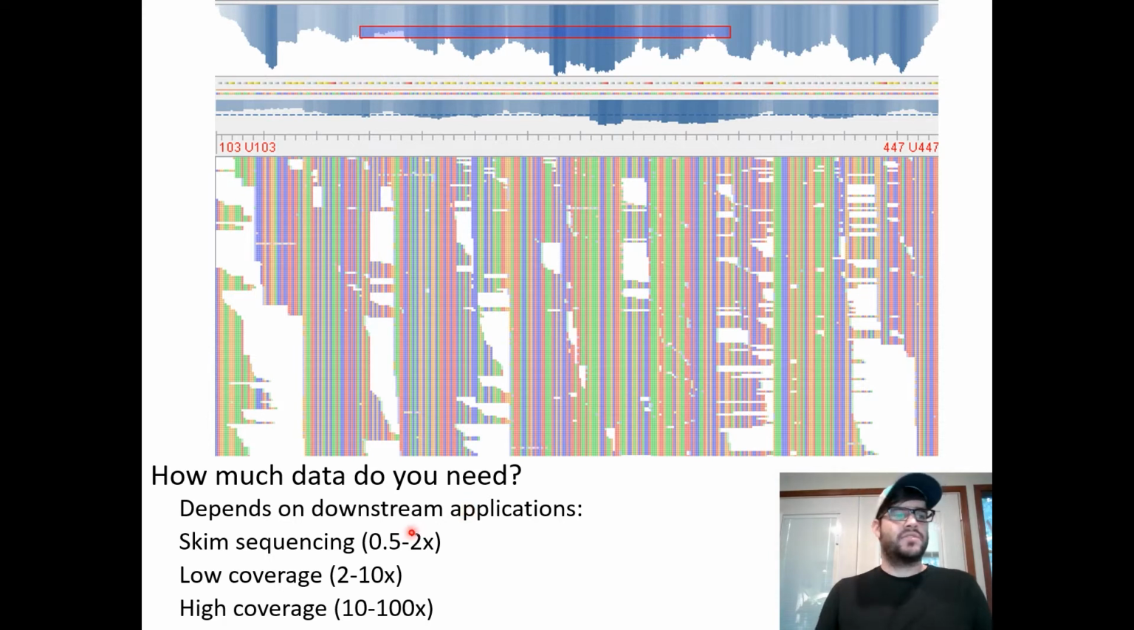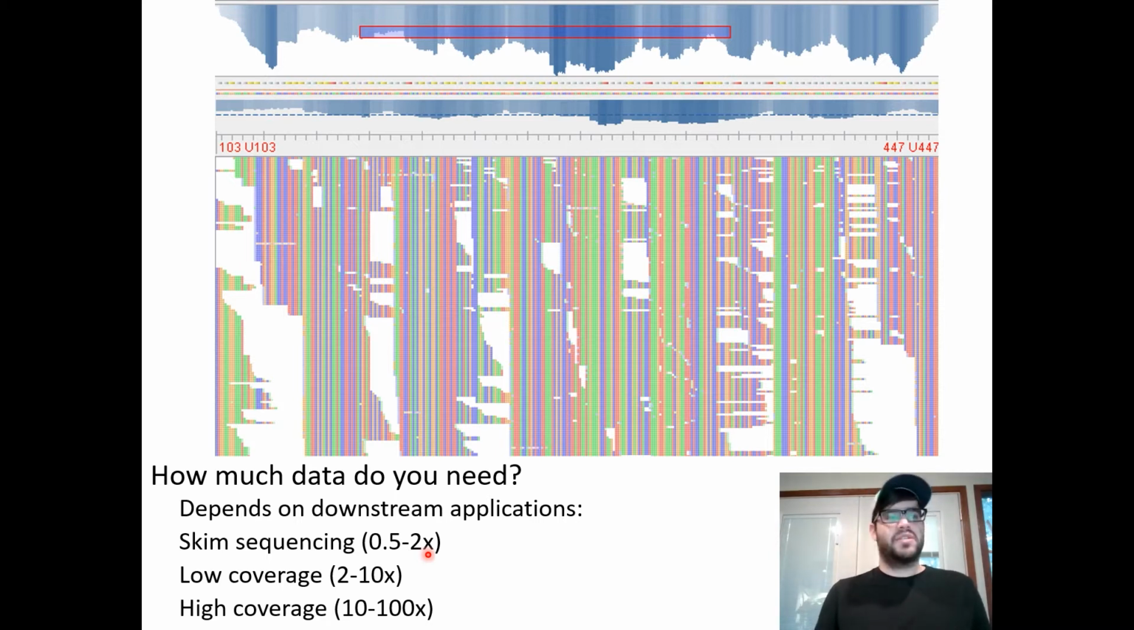And then you can also do a skim sequencing approach where you would only generate on average 0.5 to 2x coverage of the genome. So in this case, you would have probably half or more of the genome where you didn't have any data coverage. But this is really powerful if you only need a small number of variants. So, between any individual and the reference, there can be millions or tens of millions of differences, but maybe you only need to capture a couple thousand of those differences to do the downstream analyses that you want.